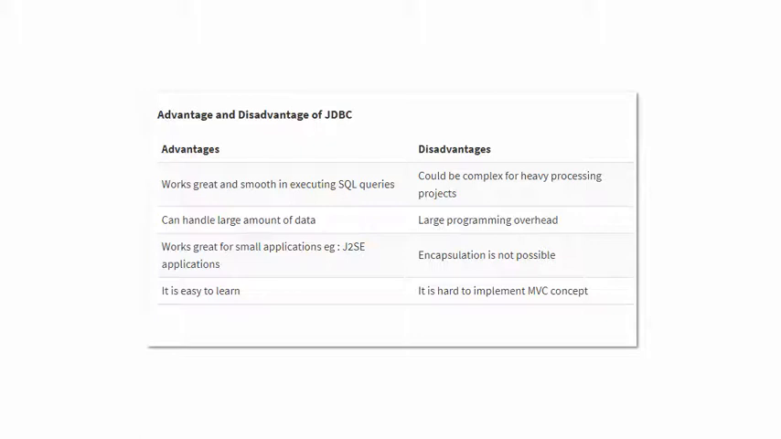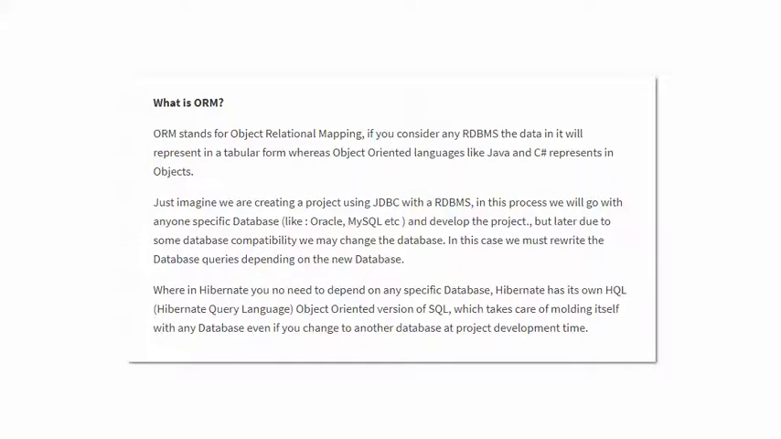So to overcome all these problems, Hibernate comes into the picture. Now, what is ORM? ORM stands for Object Relational Mapping. If you consider any RDBMS, the data in it is represented in a tabular form, whereas object-oriented languages like Java and C# represent it in objects. Just imagine we are creating a project using JDBC with an RDBMS database structure. In this process, we will go with one specific database like Oracle, MySQL, etc., whatever you choose to develop your application.